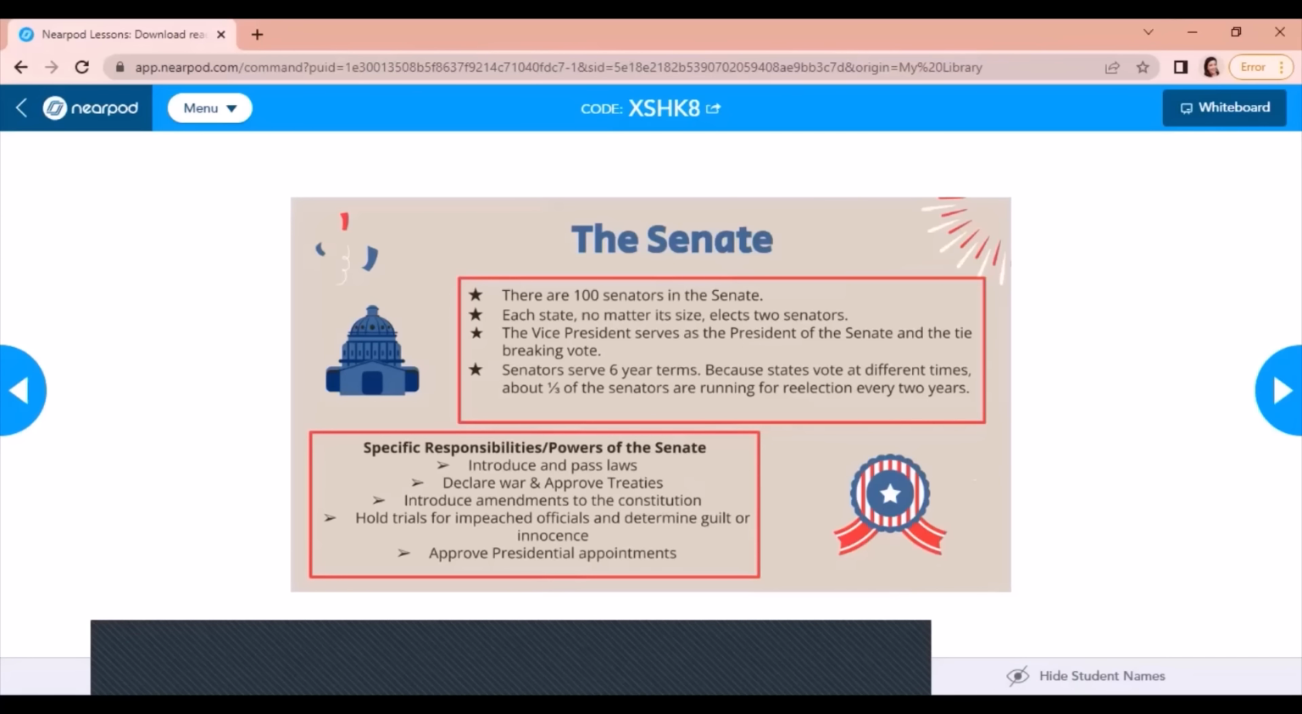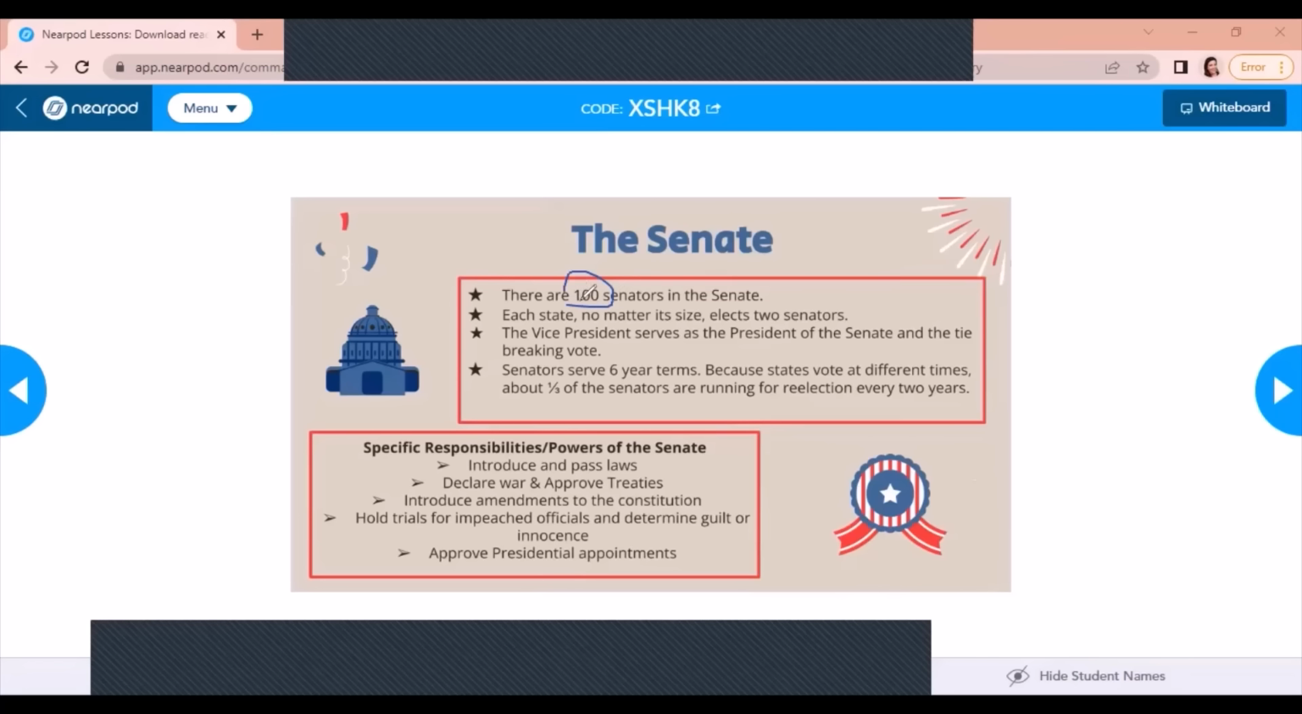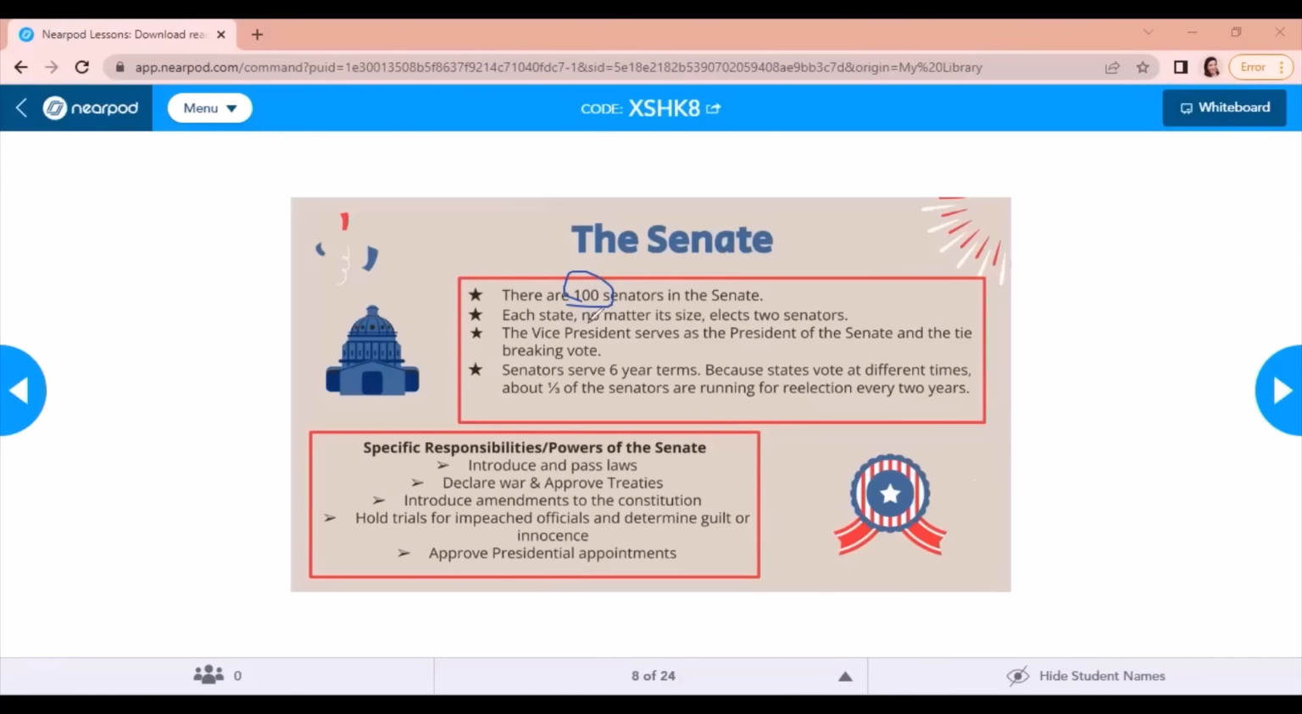now we're going to talk about the Senate. So there are 100 senators. Each state, no matter its size, elects 2 senators. So there's the compromise. No matter how big or small your state is, you have 2 senators. So every single person has 2 senators. So now states like California and Rhode Island are on equal ground. So this is the compromise. Our founding fathers couldn't figure out if they should do it by population or each state, so they did both.